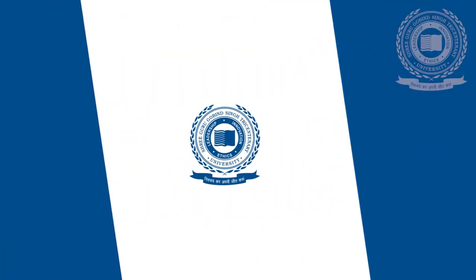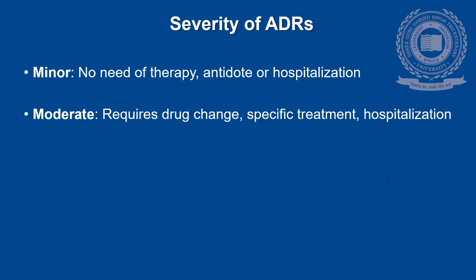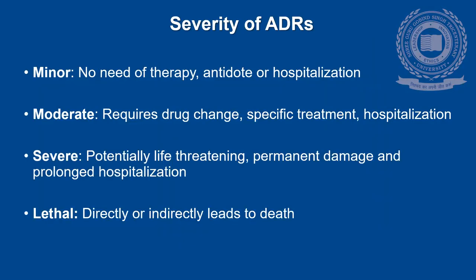Severity of adverse drug reactions. They are divided into four: minor, moderate, severe, and lethal. In minor severity, there is no need of therapy, antidote, or hospitalization. In moderate, it requires drug change, specific treatment, and may require hospitalization. In severe grade, it is potentially life-threatening, permanent damage may occur, and could lead to prolonged hospitalization. Lethal severity could directly or indirectly lead to death.